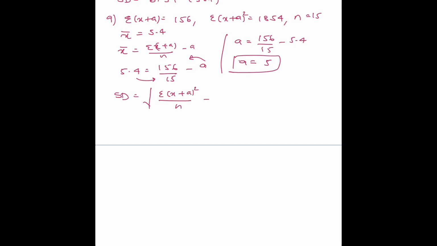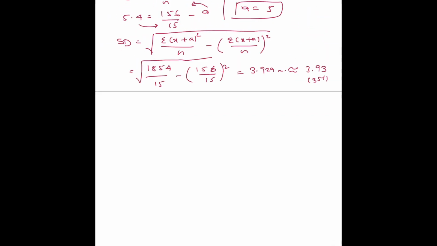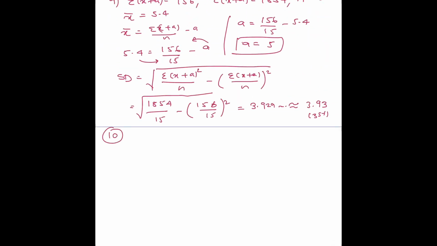Sigma (x plus a) squared over n minus (sigma (x plus a) over n) squared. So this is 1854 over n, n is 15, minus (156 over 15) squared, and I get 3.929, approximately 3.93 to 3 significant figures. Let's try number 10 now.